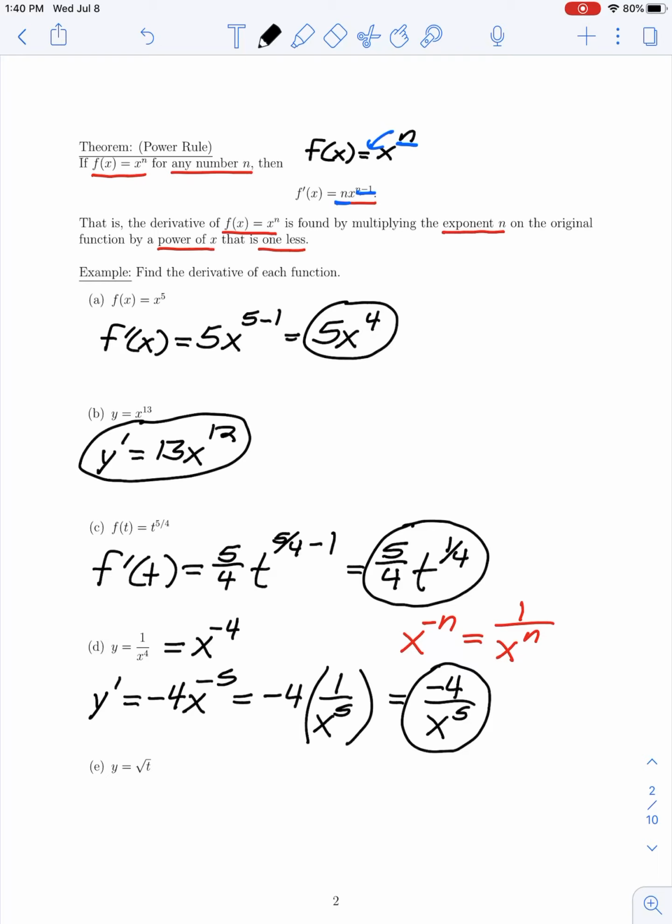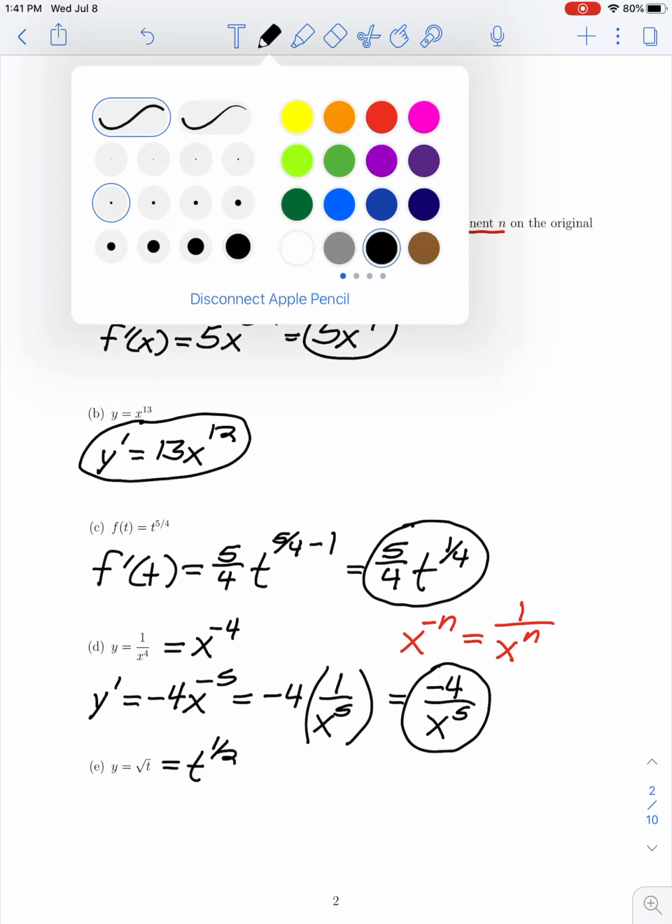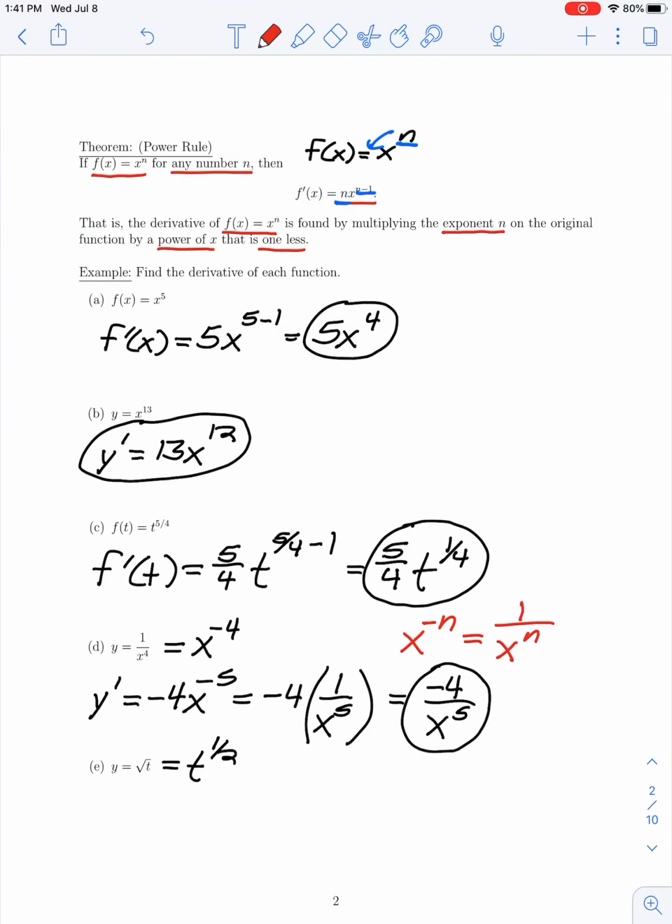Now in part E, we have something similar. Y is the square root of t. So again, at first it looks like we may not be able to apply the power rule, but recall that these radical expressions, like the square root of t, can be rewritten as fractional exponents. So the square root of t would be t to the 1/2 power, or more generally, if we have the nth root of some variable x, we can write that as x to the 1 over n power. So we're going to make use of this a lot throughout our courses.